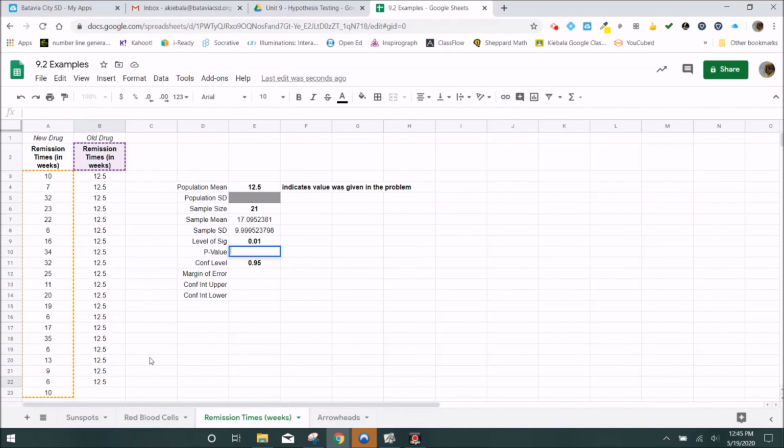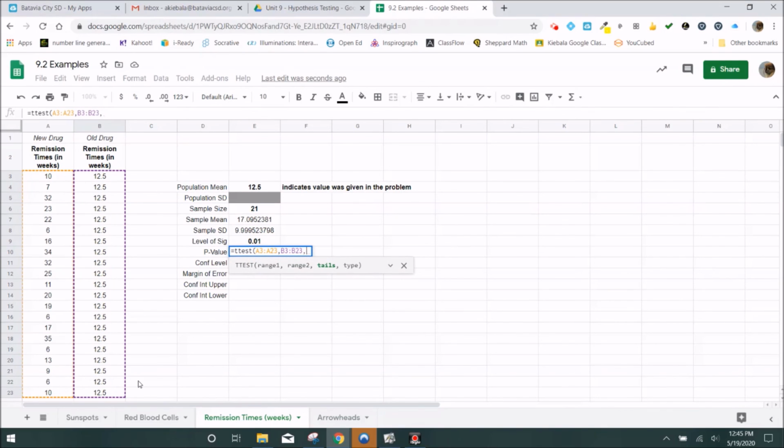Sorry, give me a sec here. I forgot a 12.5. There. All right, so equals t-test, range 1, comma, and then you have to have your range 2, and it has to be the same number of numbers. That's why I'm doing that.